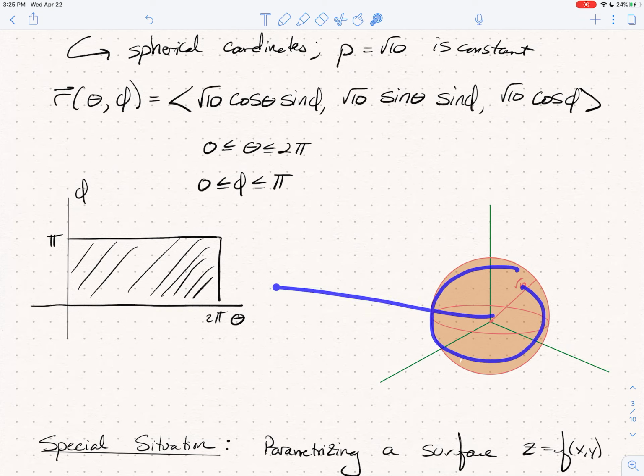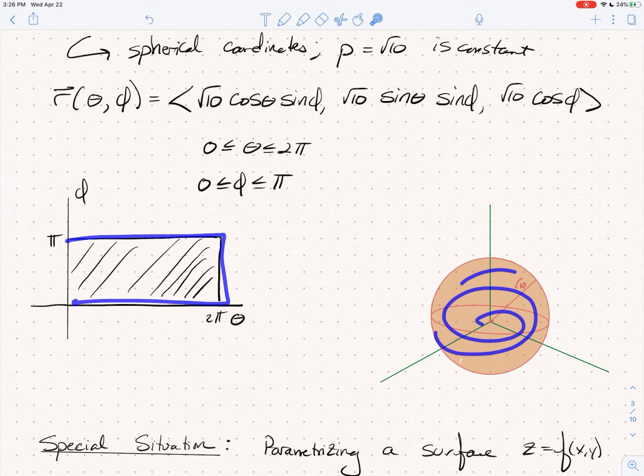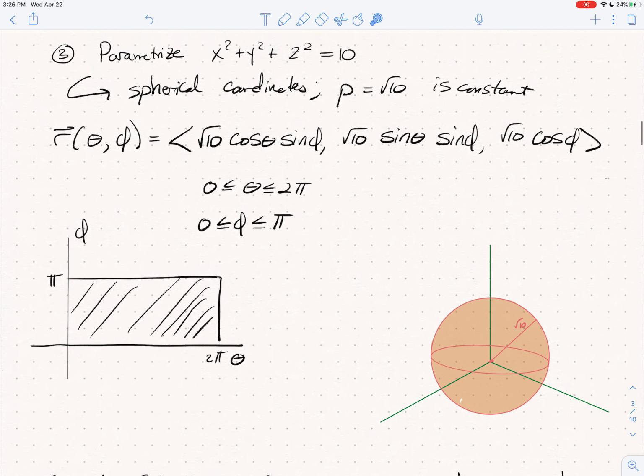And so we've been able to take a sphere and sort of flatten it, right? We've captured all of this round sphere using this little rectangle in 2-space, which is pretty powerful. So let's end this video here, and in the next one we're going to look at a special case.